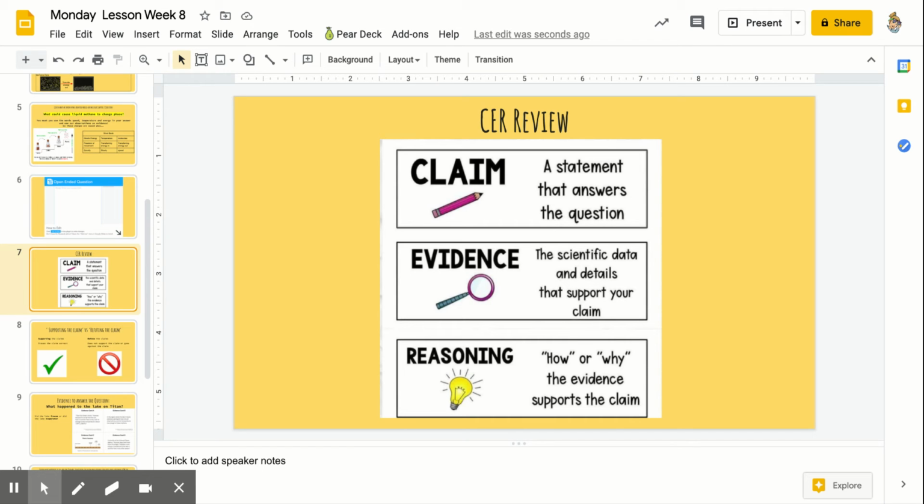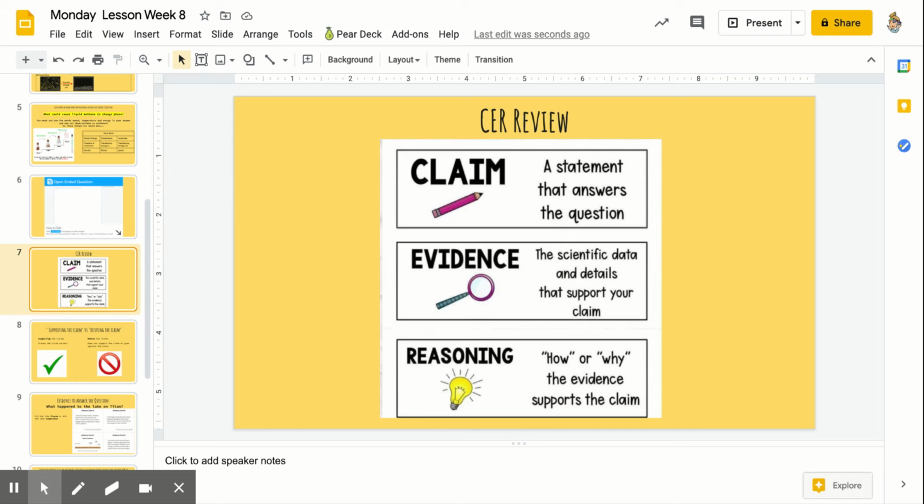All right, so now that you've answered that previous question of what could cause the liquid methane to change phase, I just want to review a little bit of the CER writing method. I know that you guys are familiar with it, but I just want to reiterate that as we write a CER for our next question, we want to consider these three components and make sure that we understand.